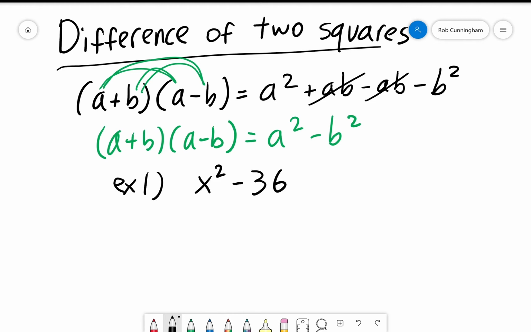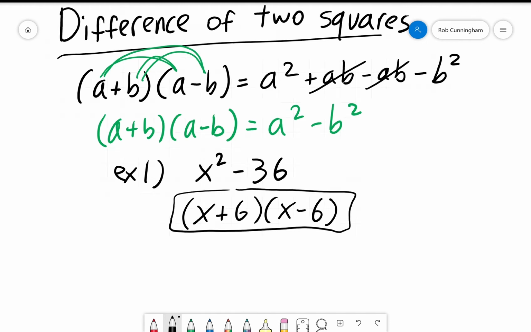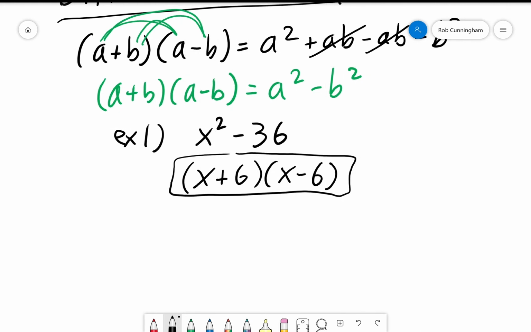x squared minus 36. Pretty clearly, both of those are perfect squares. The answer is x plus 6 times x minus 6. The square root of x squared is x. The square root of 36 is 6. So you end up with a plus b, x plus 6, times a minus b, x minus 6. Let's do another example.